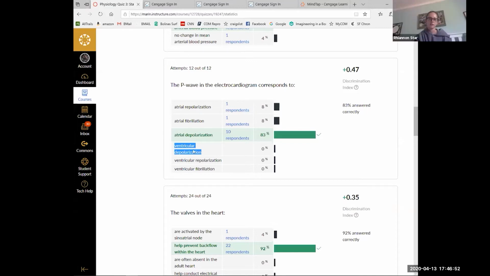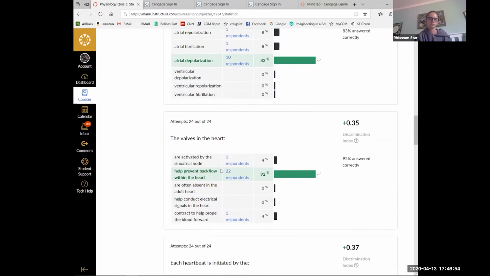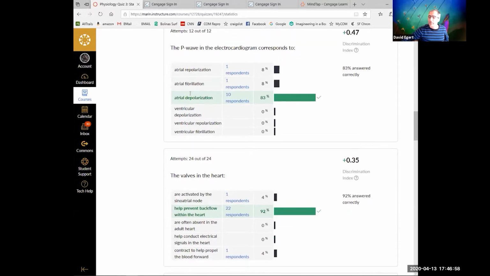Ventricular depolarization. Different people got slightly different versions of this depending on which version they had. I had to spit out random questions at you, but with different waves.